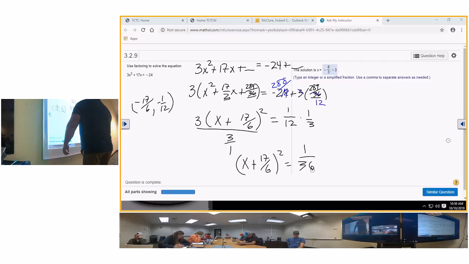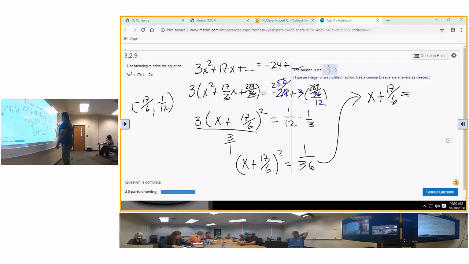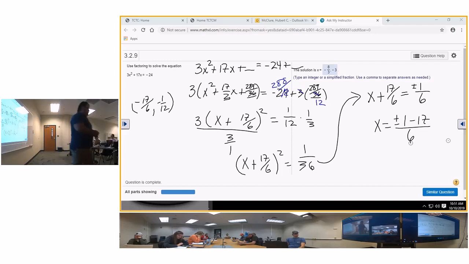All right, the square root's going to be what? Something simple. I'll do the square root of 1 for you. x plus 17 over 6 is equal to plus or minus 1 over 6. So x is equal to positive or negative 1 minus 17 over what? 6. Finish it out.